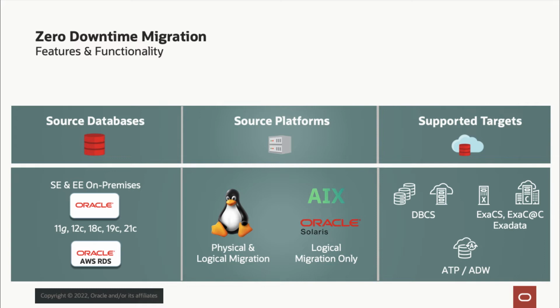And then for AIX and Solaris sources, we only support the logical migration workflow. Now we can migrate to different targets. So with ZDM, you can migrate to Database Cloud Service, to Exadata Cloud Service, to Exadata Cloud@Customer and the Autonomous Database, either Autonomous Transaction Processing or Autonomous Data Warehouse. And also, really important, you can do both physical and logical migration to Exadata on premises.